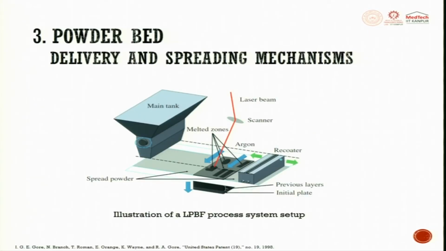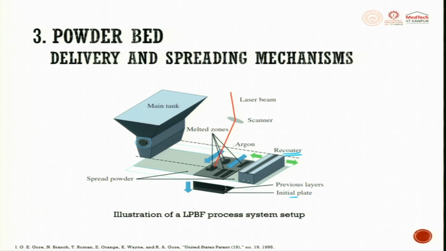So, these are the recoaters. Main tank, hopper. So, what they do is these recoaters move on top of it and it tries to coat a very small thickness. They also make sure that the powder particles are kept close to each other and the space between is optimized such that when the laser hits, it melts and does not generate any porosity there. So, previous layer you can see initial plate, then spreading of powder has happened.